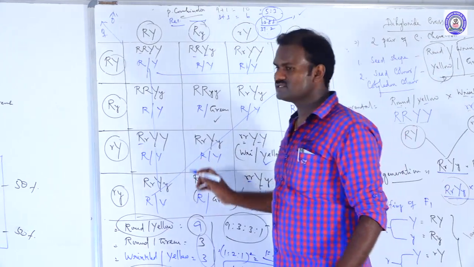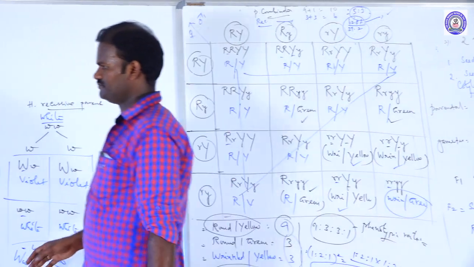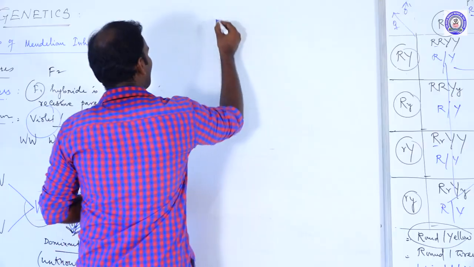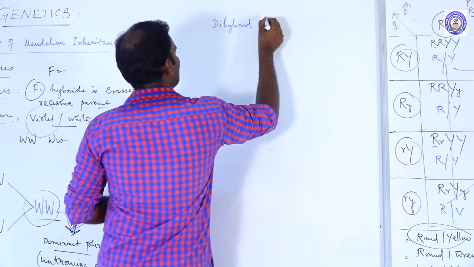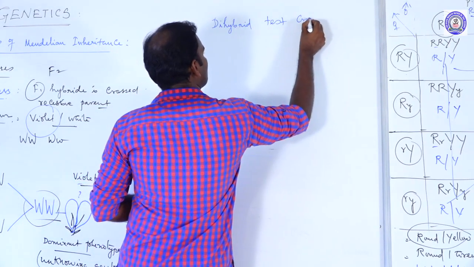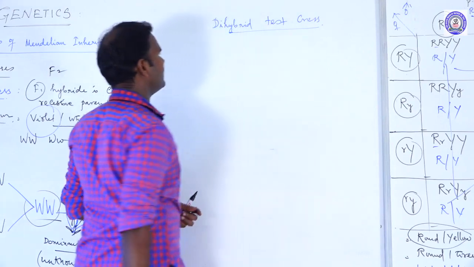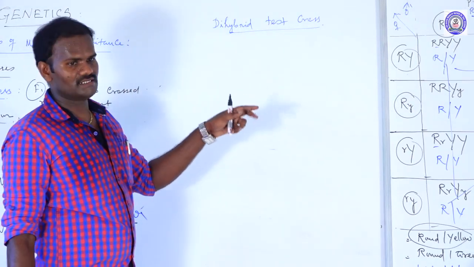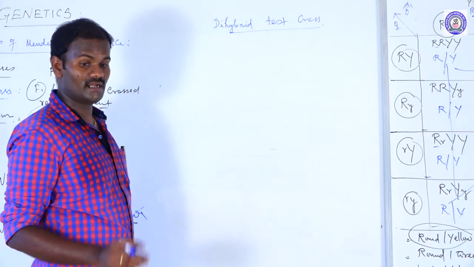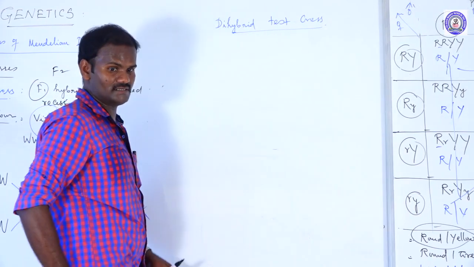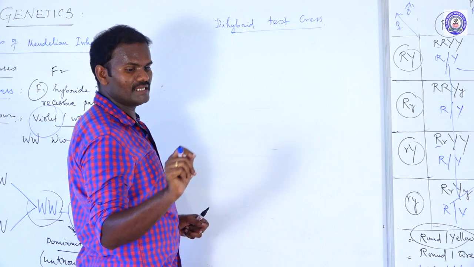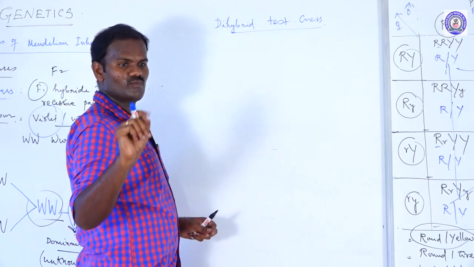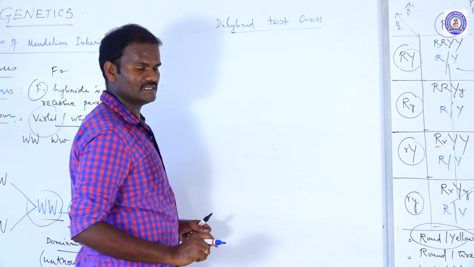And if you take the dihybrid test cross. So already we know what is called a test cross. F1 is crossed with the recessive parent. This is called a test cross. I mean monohybrid test cross. In monohybrid test cross, F1 hybrid capital T small t is crossed with small t. That's a monohybrid test cross.